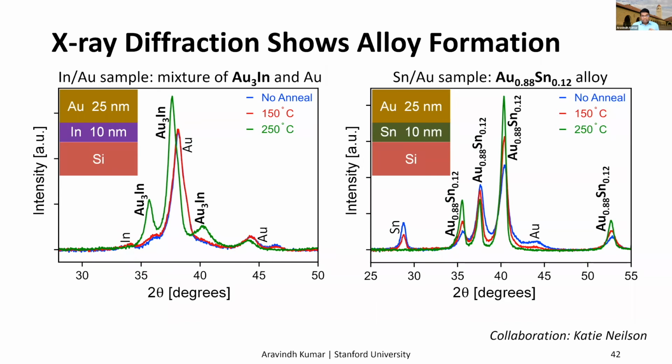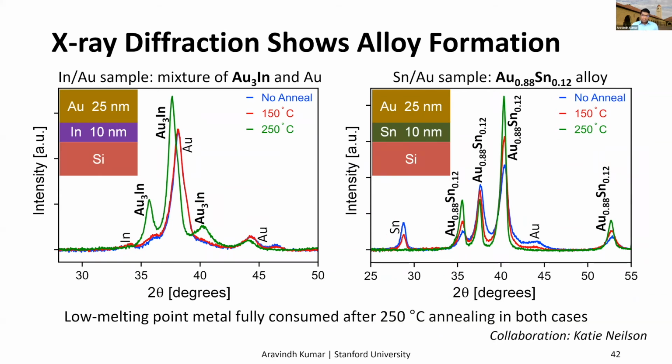And in the case of tin gold, partial alloying happens without any anneal, but the alloying is completed after the 250C anneal. And again, here the tin peak is gone. So in both cases, the low melting point metal is fully consumed. So the metal stack exists as a mixture of the alloy and the pure gold.